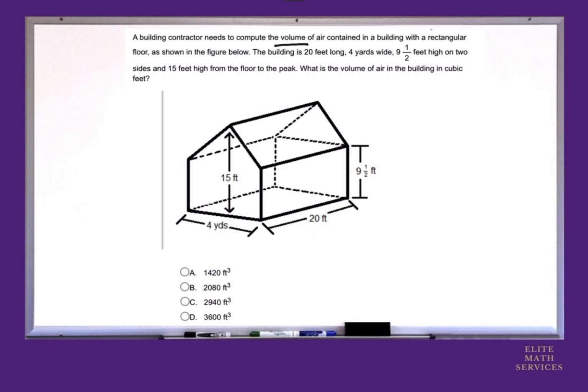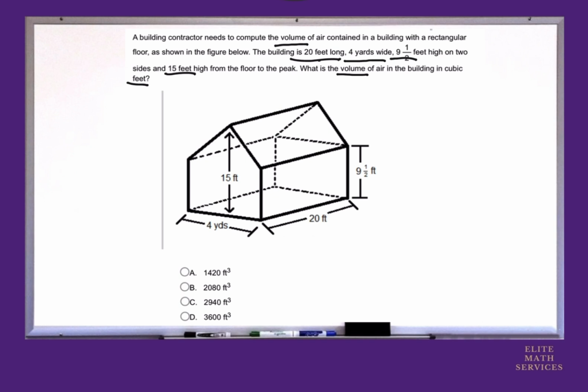Today we're going over question number 17 on the Florida Teachers Exam. Here we're finding volume. So quickly, I'm just going to underline the key details that we need, which are the measurements. We have some in yards, some in feet. All right, which means we're going to have to do some conversions. So the question is, what is the volume of air in the building in cubic feet?